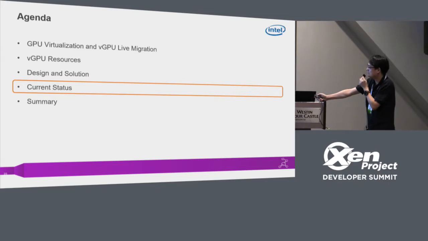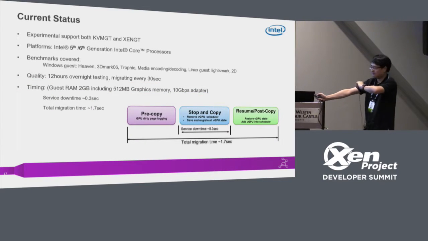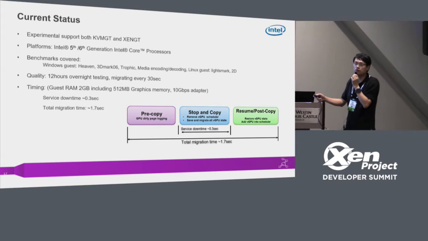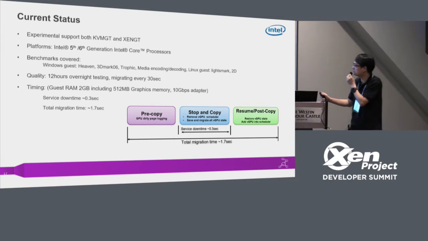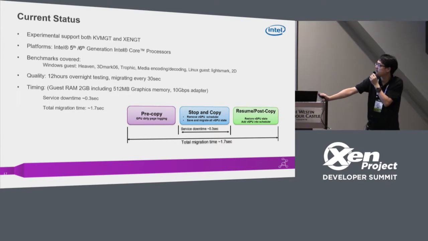Okay, current status. Currently, the GVT-g migration feature is an experimental feature. It supports both KVM-GT and XenGT. Currently, it supports Broadwell and Skylake processors. And the benchmarks we already ran: for the Windows case, we ran Heaven, 3DMark, Tropics, and also media transcoding and encoding. For the Linux side, we ran Lightsmark and 2D workloads.